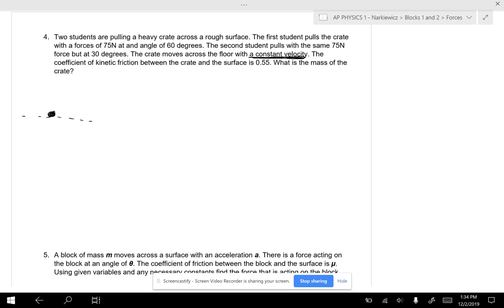Now, when I was doing this in class, a couple of people drew two different free body diagrams, one with each of the students' forces. Because the students are pulling on the crate at the same time, both of their forces need to be included on one free body diagram. So it would look something like this. It gets messy, but it's fine. And then of course we have an FG, an FF, and a normal force.